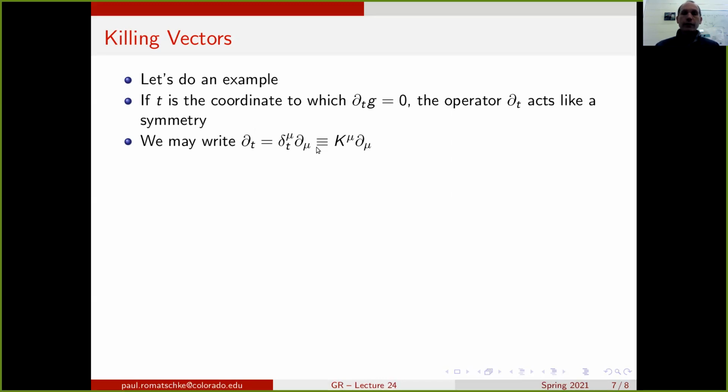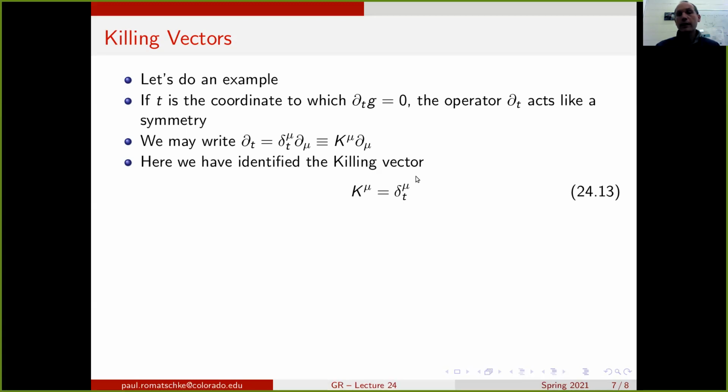If we do this, then we can write this formally as a contraction of two 4-vectors, one the 4-gradient and another vector k^μ, where k^μ we call the Killing vector. So in our case, the Killing vector for this example is simply given by δ^μ_t. It is some sort of matrix representation that has a 1 only in the 0,0 component and has 0 everywhere else.